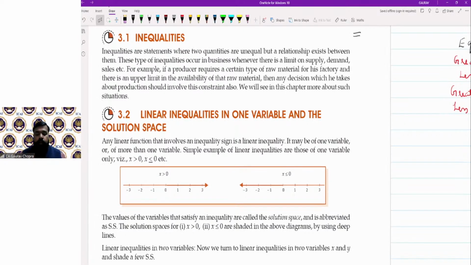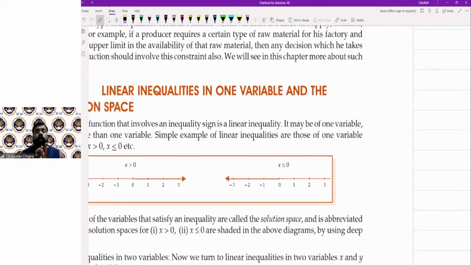So how to mark this on a number line? A number line consists of all the numbers, negative, 0, and then positive. So how do we mark all the numbers on the number line? Let's say this is a given number line which we are talking about. And what is the requirement? X is less than equal to 0. Whenever less than and equal to both signs are available, that means we have to include 0 as well as less than 0.